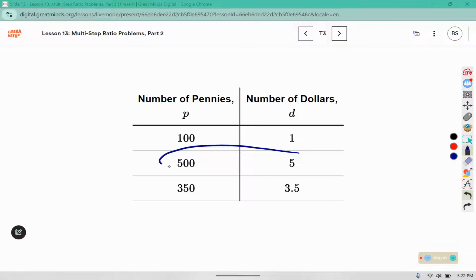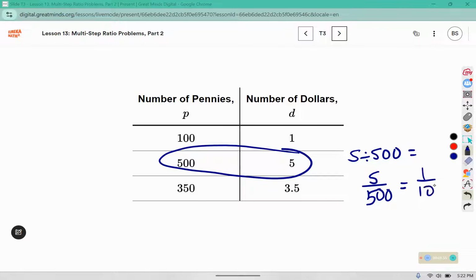Here, same thing, we're going to divide. 5 divided by 500 can be rewritten as a fraction, or you can reduce that. This is the k value. And in ours, we'll have d equals 1/100 times the number of pennies.